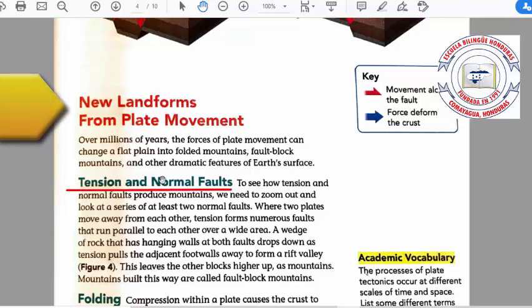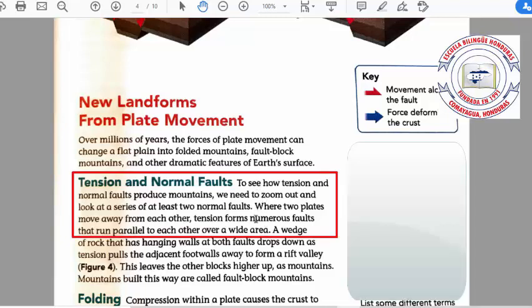The first one is tension and normal faults. To see how tension and normal faults produce mountains, we need to zoom out and look at a series of at least two normal faults. Where two plates move away from each other, tension forms numerous faults that run parallel to each other over a wide area. Underline all this part, guys. You have 1, 2, 3, almost 4 lines, please.